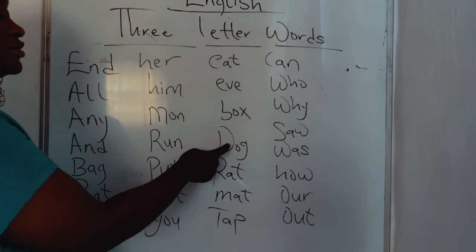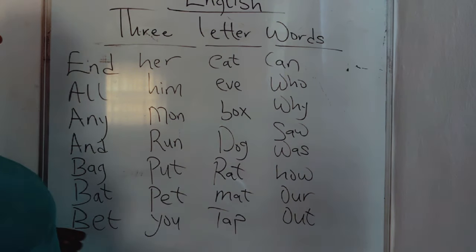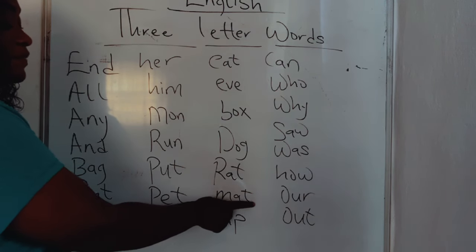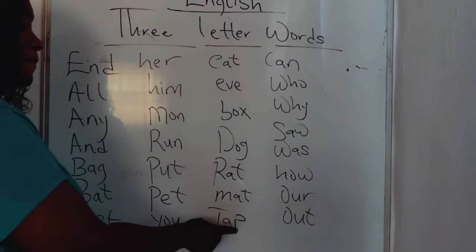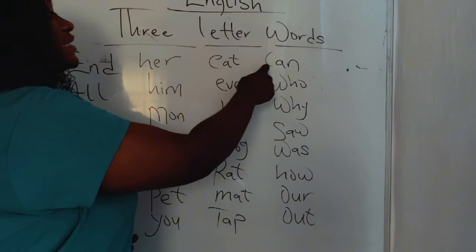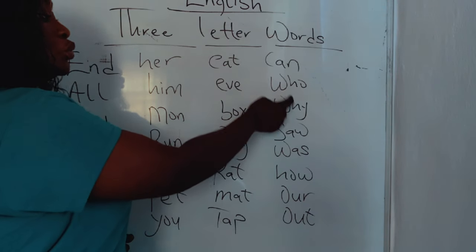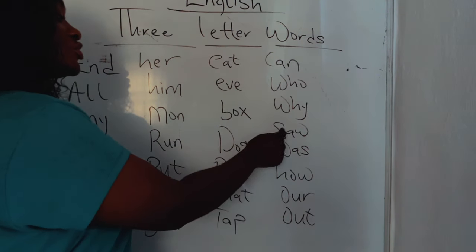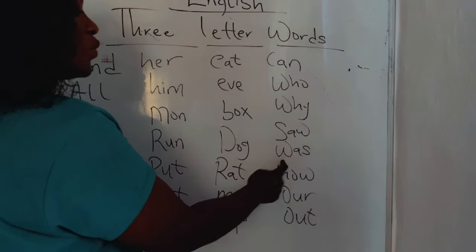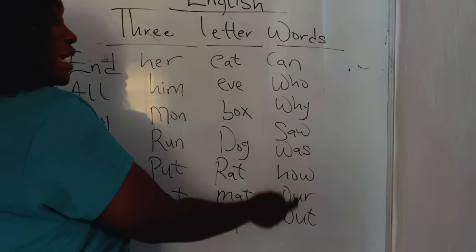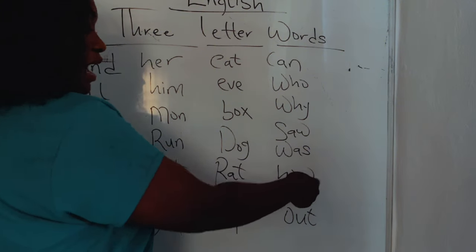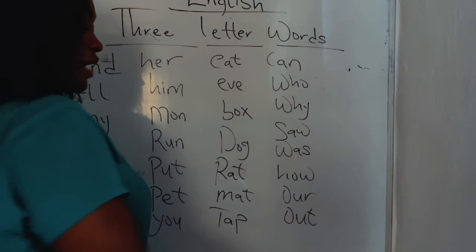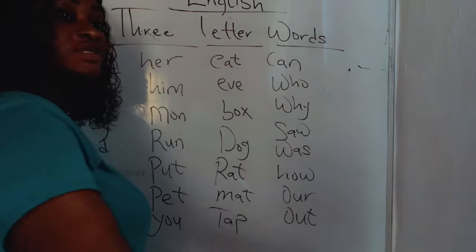Box, B-O-X, box. Dog, D-O-G, dog. Rat, R-A-T, rat. Mat, M-A-T, mat. Tap, T-A-P, tap. Can, C-A-N, can. Who, W-H-O, who. Why, W-H-Y, why. Saw, S-A-W, saw. Was, W-A-S, was. How, H-O-W, how. Hour, O-U-R, hour. Out, O-U-T, out.